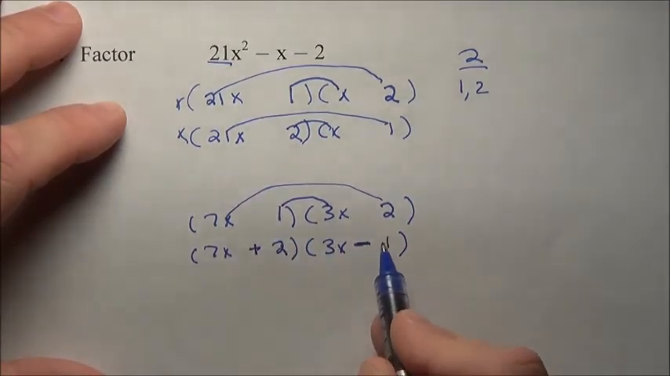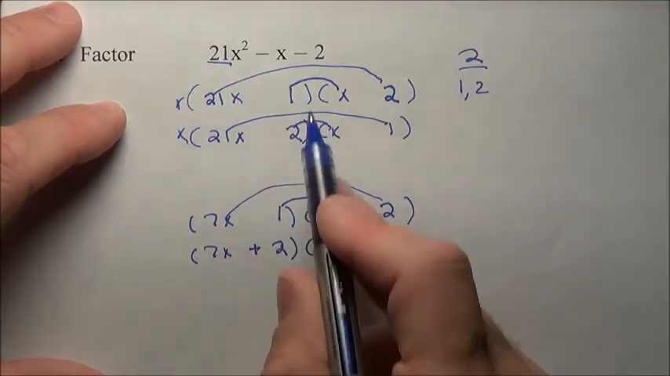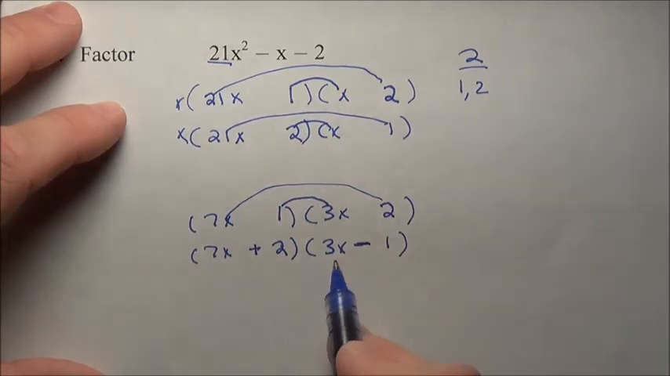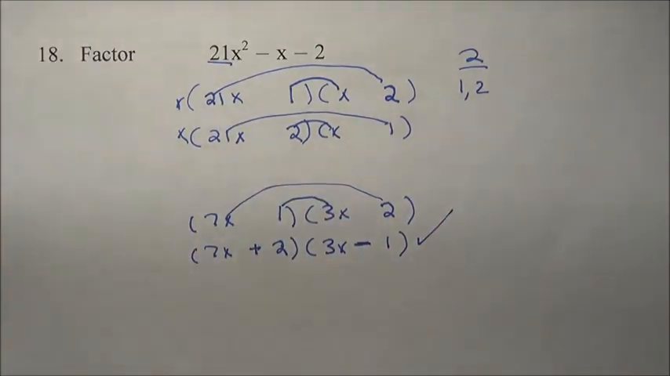So positive 6x, negative 7x creates the negative x. 2 times negative 1 creates the negative 2. And 7x times 3x creates my 21x squared. That's the guy right there. Number 18.